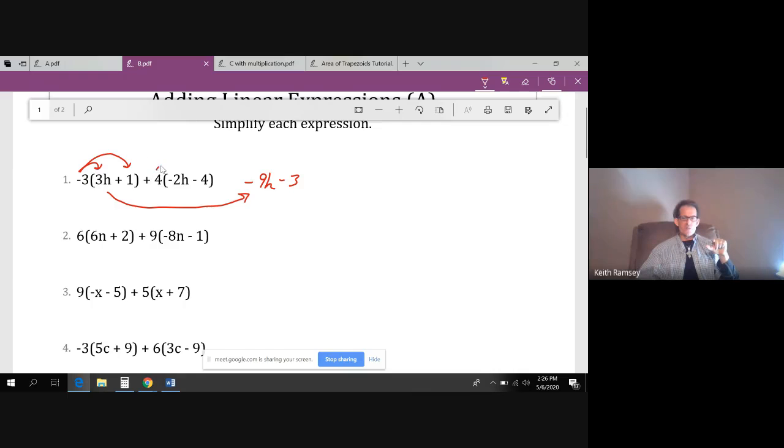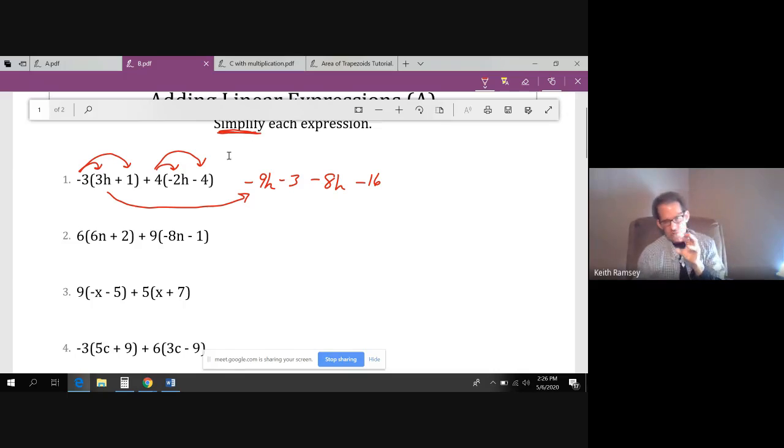Now I'm going to distribute the next equation. 4 times -2h. So here's a positive times a negative is -8h. So I'm going to write -8h. Then I'm going to distribute the next number. +4 times -4 is -16.